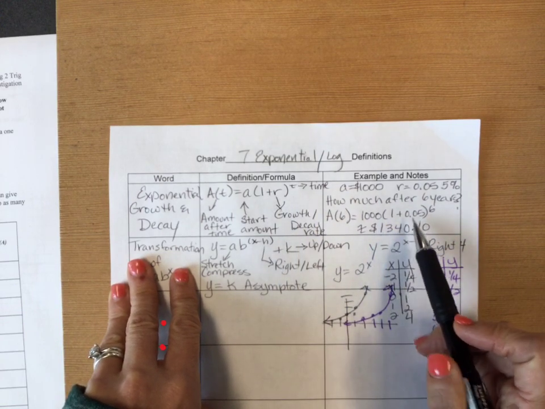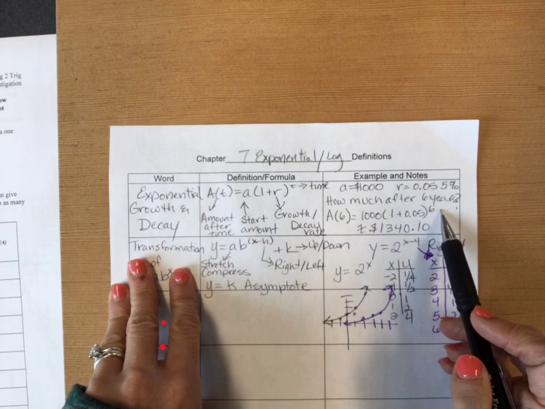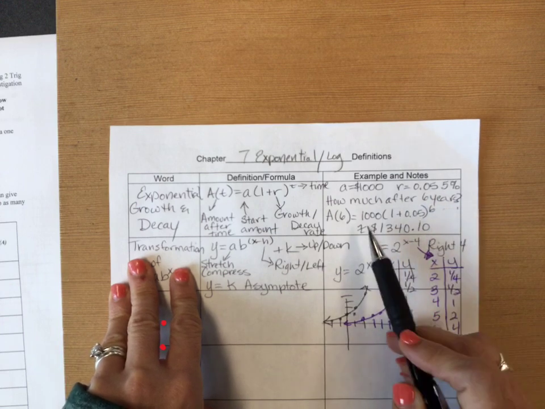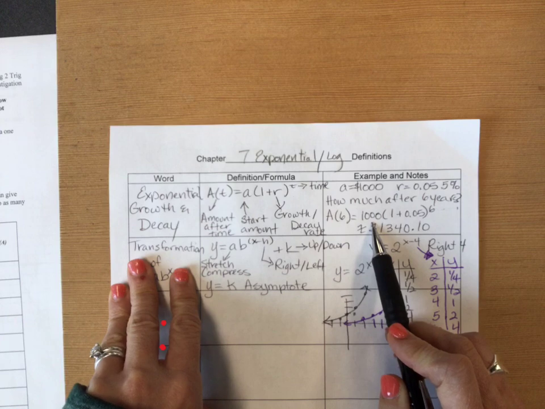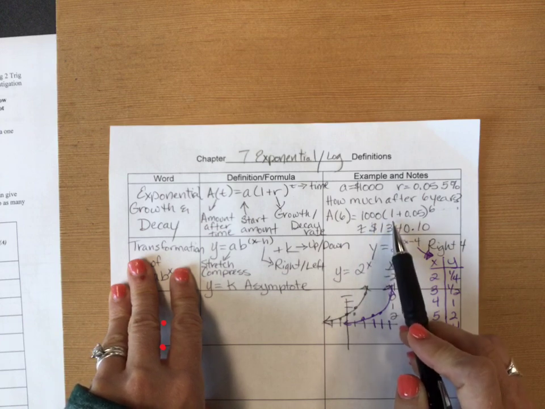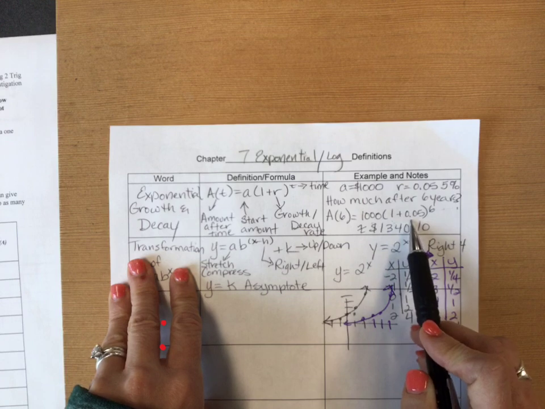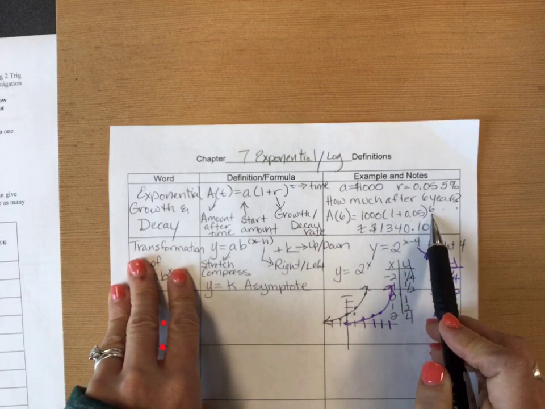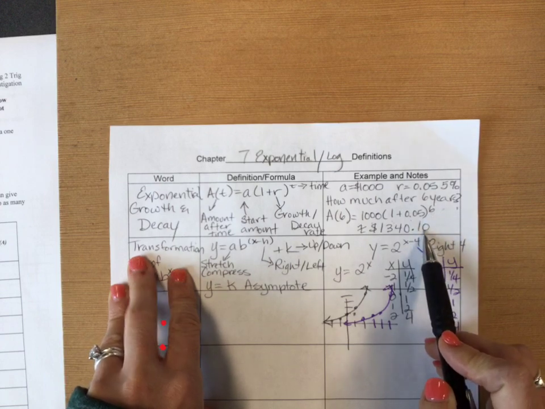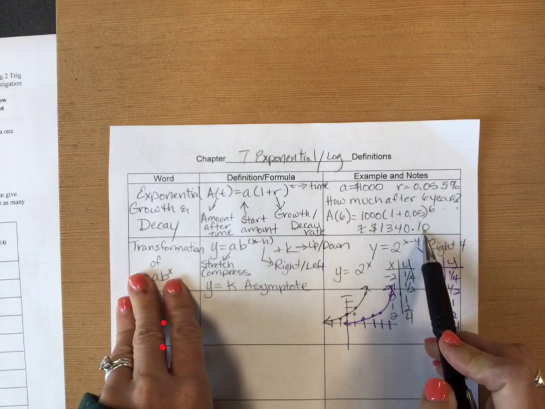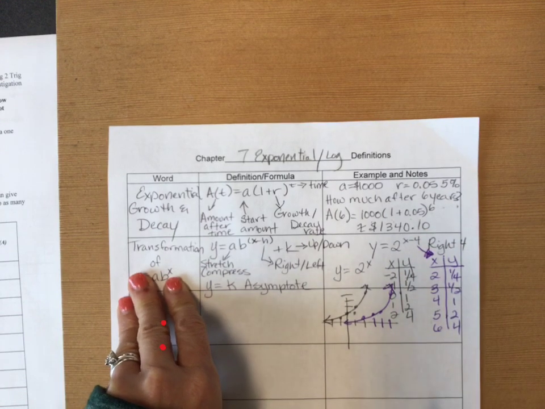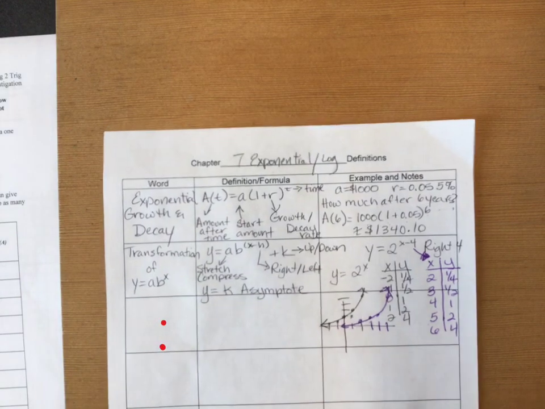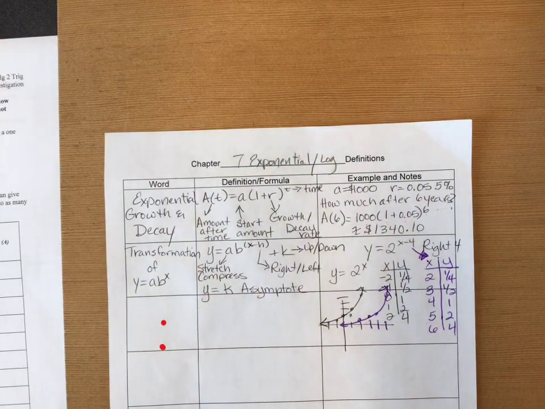So how would I set up an equation to figure out how much money I had after 6 years? If I started with 1,000, then I want to keep 100% of that plus add the 5% interest the bank promised me. I'm going to have that all to the 6th power. That will tell me that I have a total in my bank account after 6 years of $1,340.10. So we're going to build on that equation right now because we're going to start talking about compound interest.